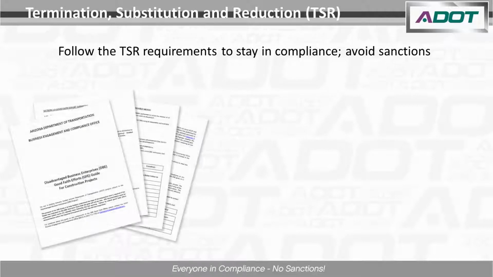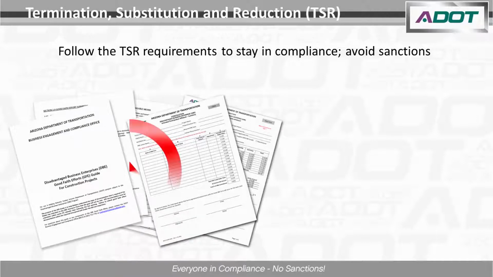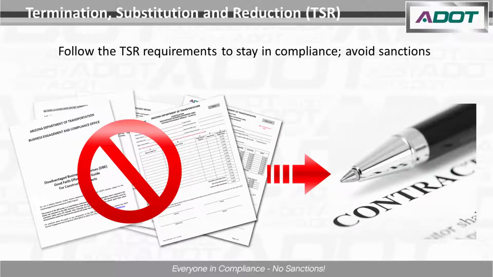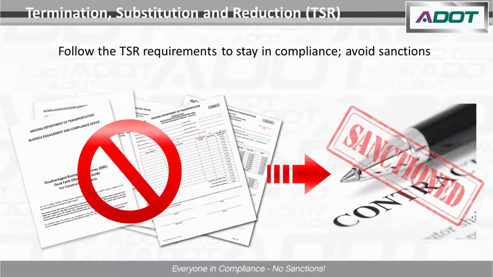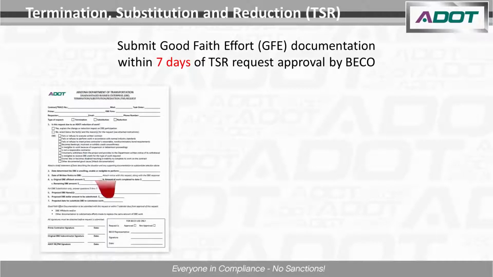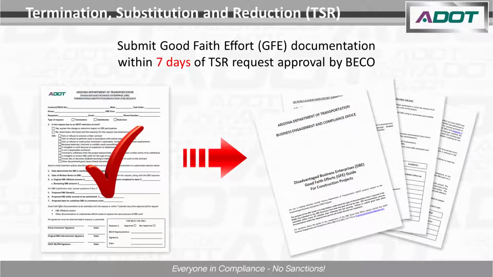It's important to follow all TSR requirements, including notification within 24 hours, so possible sanctions may be avoided. If a replacement for a committed DBE cannot be found, good faith documentation must be submitted to BECO within 7 days of approval of the TSR form.